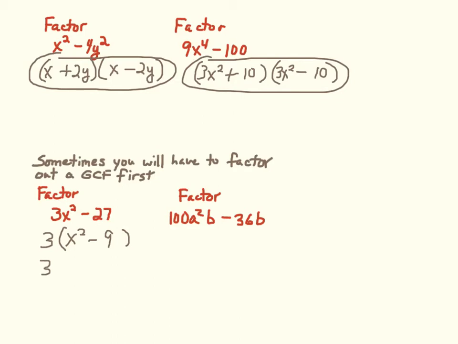Just like a number could have 3 factors, a polynomial can easily have 3 factors. So it has 2 conjugate binomial factors, and it has a numerical factor. And you always want to factor out the greatest common factor.